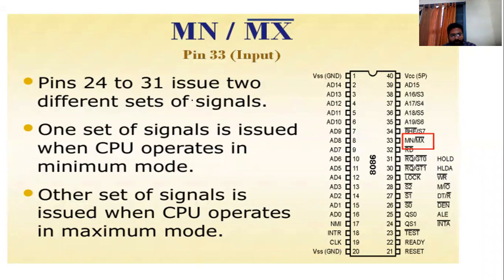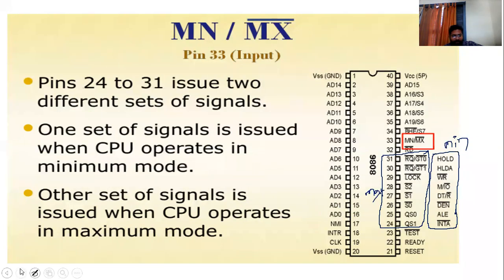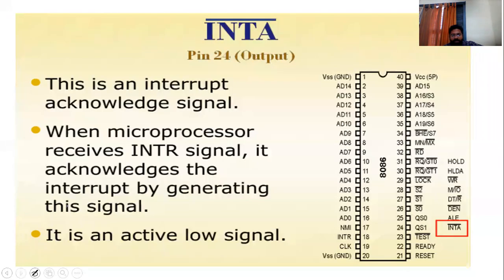Now see these pins, 34 to 28 are the minimum mode pins. These pins are the maximum mode pins. Remember, these pins are the maximum mode pins. So now see these minimum mode pins.